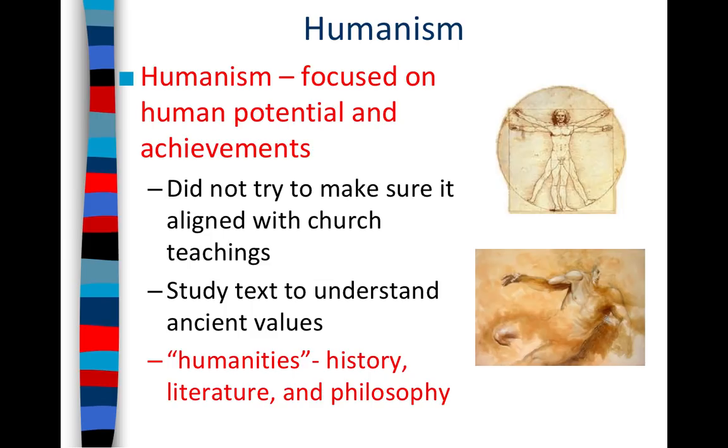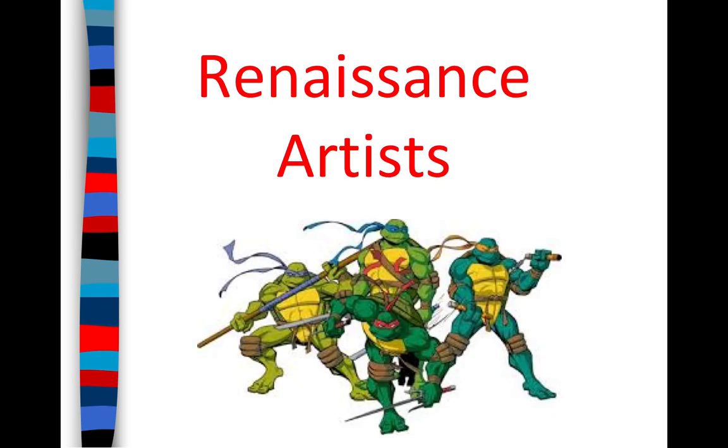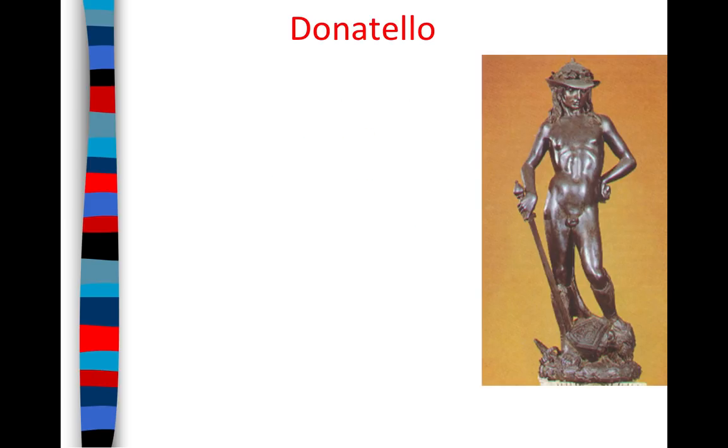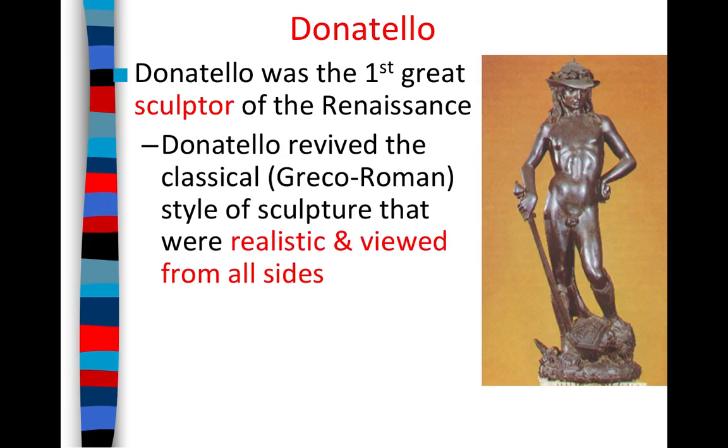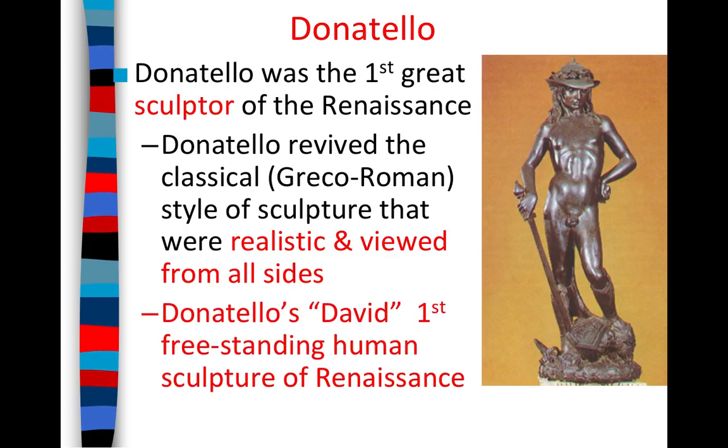All right, let's take a moment. Let's look at Renaissance artists. The first one we're going to look at is Donatello. So Donatello was the first great sculptor of the Renaissance. He revived the classical Greco-Roman style of sculpture that were realistic and viewed from all sides. Donatello's David is the first freestanding human sculpture of the Renaissance.